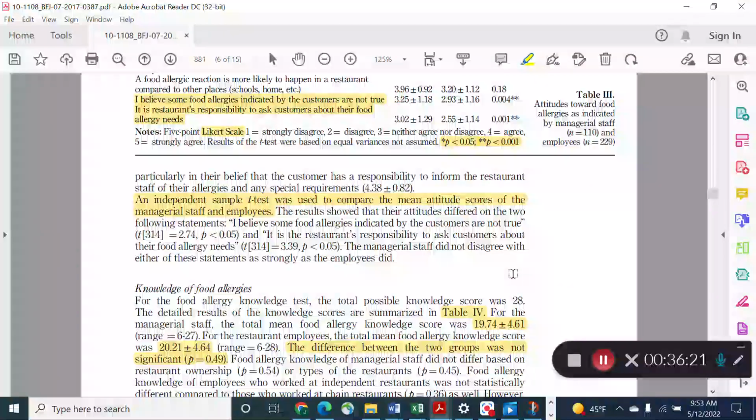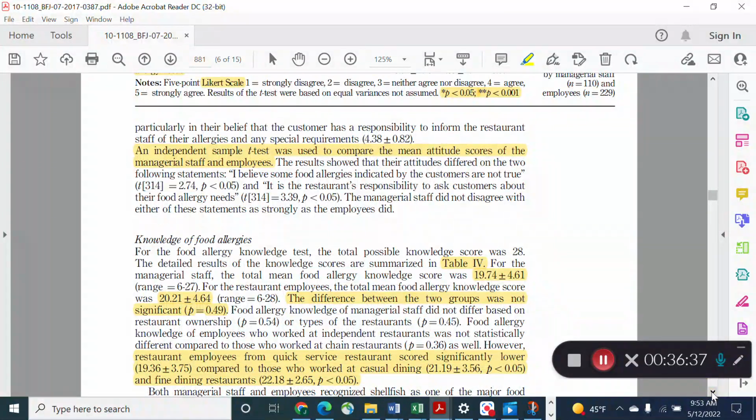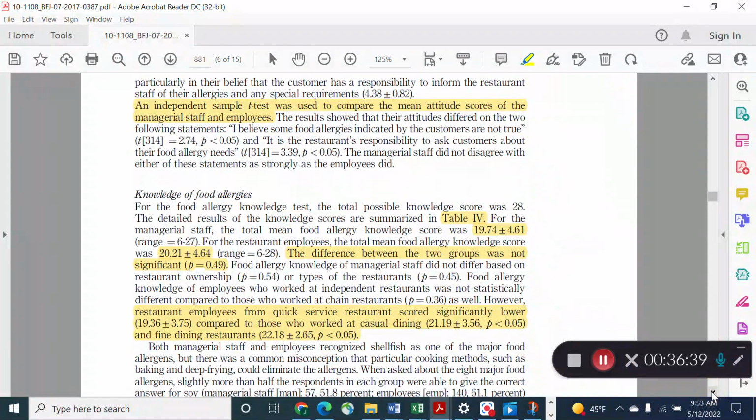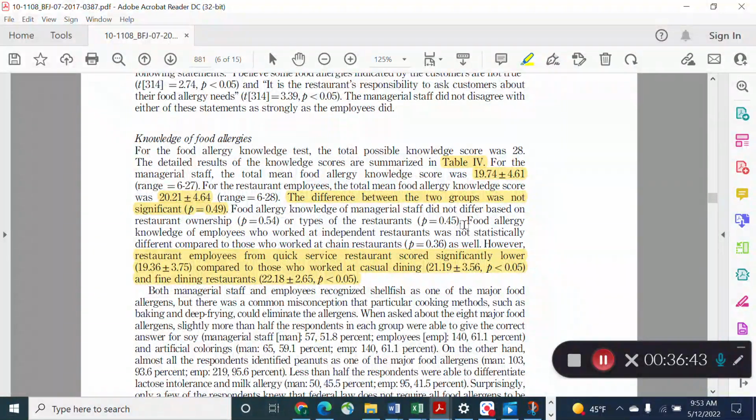But anyway, again, there are some flaws, I would say, in parts of this study, but it's an easy study to read because it gives descriptive stuff, it gives t-tests, so we'll just continue talking about it. The next section talked a little bit about knowledge of food allergies. They started off here giving the mean knowledge scores between the groups.